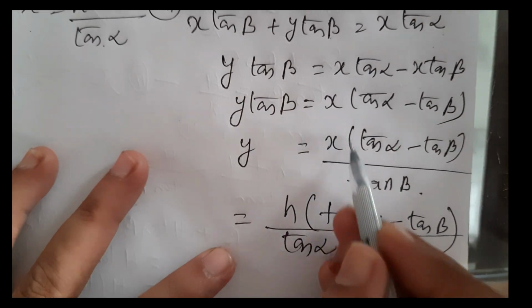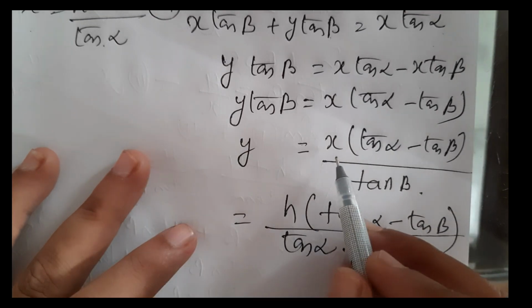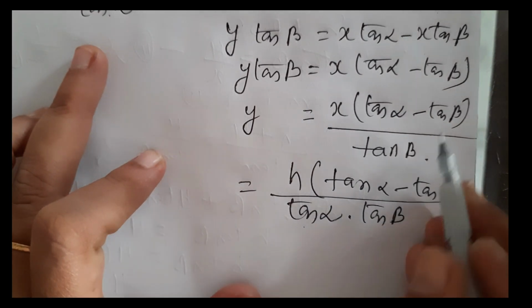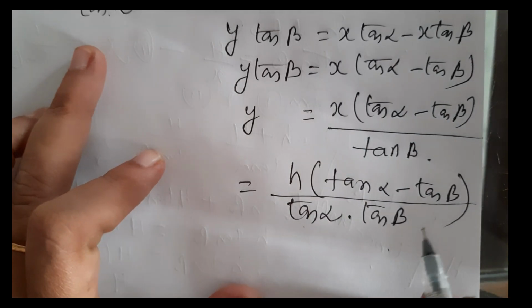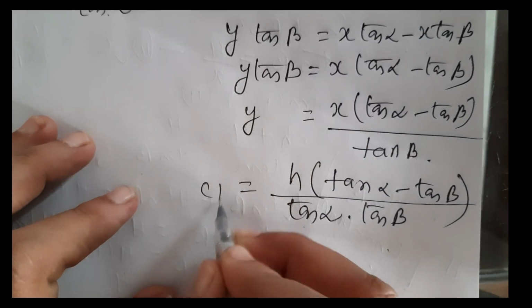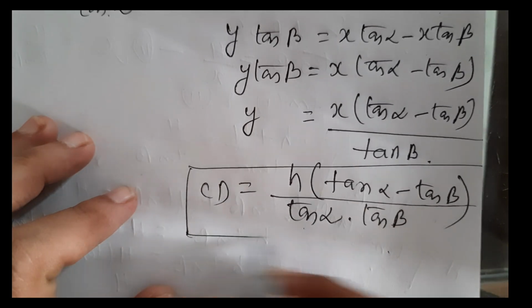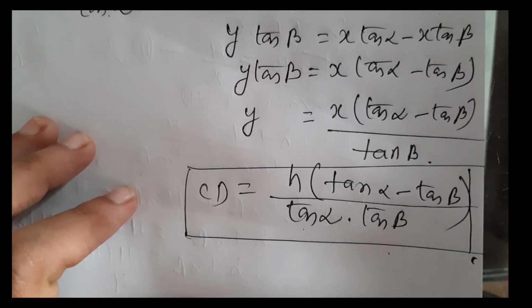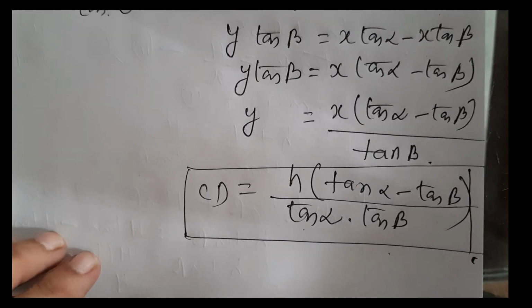Now we replace x, as we need to prove the result in terms of h. So I replaced x with h upon tan alpha, and the rest of the equation was repeated as it is. So this is the final solution where we got distance CD as h (tan alpha minus tan beta) upon tan alpha dot tan beta. So whenever you get this kind of question, solve it in the simple way and repeat the same steps.